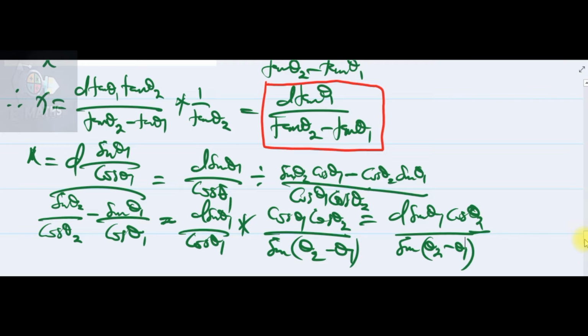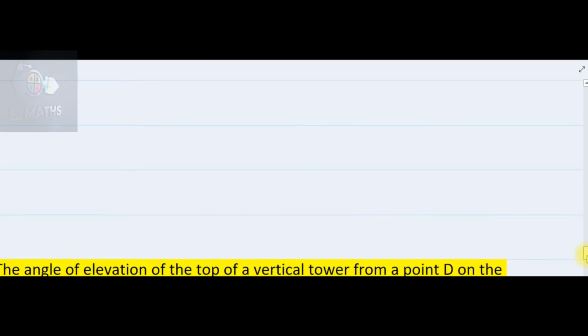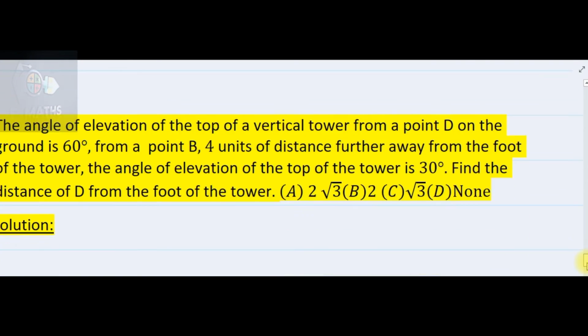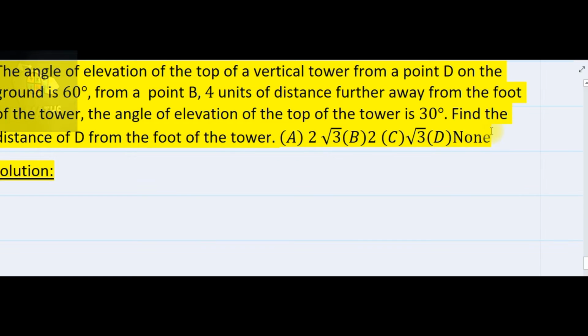So assuming you are given this question: the angle of elevation of the top of a vertical tower from a point D on the ground is 60 degrees. From a point B, 4 units of distance further away from the foot of the tower, the angle of elevation of the top of the tower is 30 degrees. Find the distance of D from the foot of the tower.